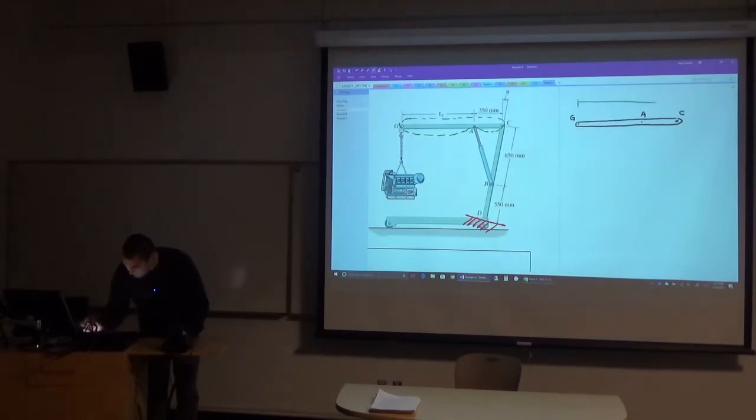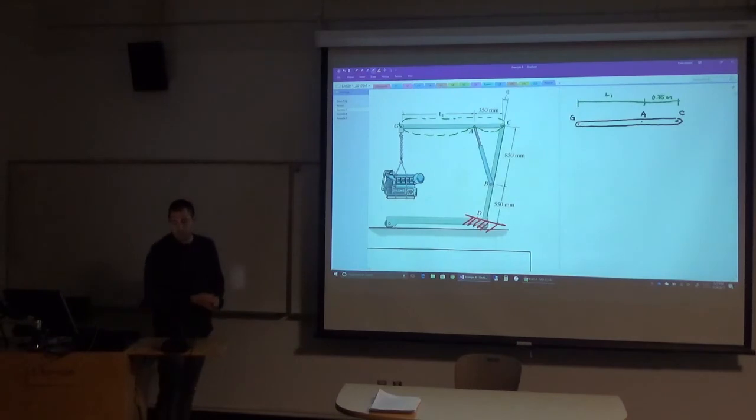We just have L1, which is a variable, and we've got 0.35 meters or 350 millimeters over there. Okay, so help me draw the rest of what needs to be shown on this free body diagram. Again, don't worry about the coordinate system. We'll take care of that, or just ignore it for now.